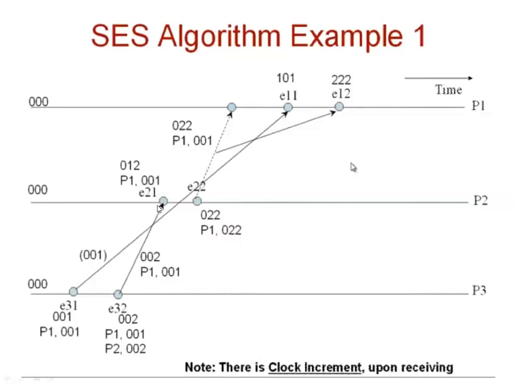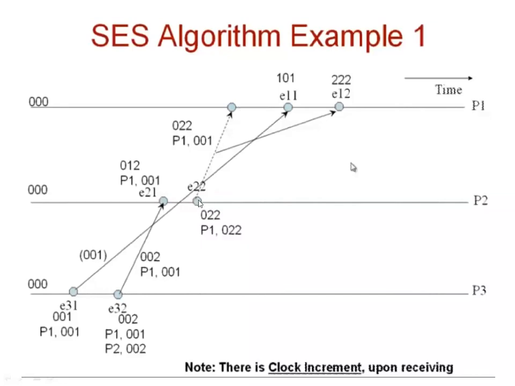So after this message is received and after the timestamp has been updated and the vector has been maintained, there was a second event which is happening at the process P2. That event is E22. At this particular event, another message is required to be sent by the process P2 to the process P1.